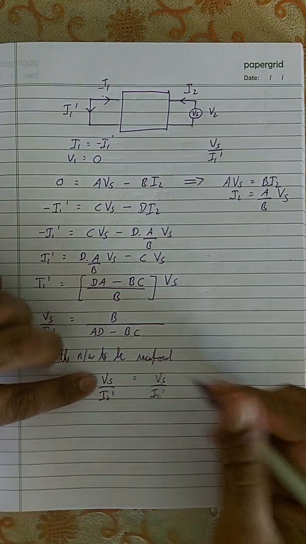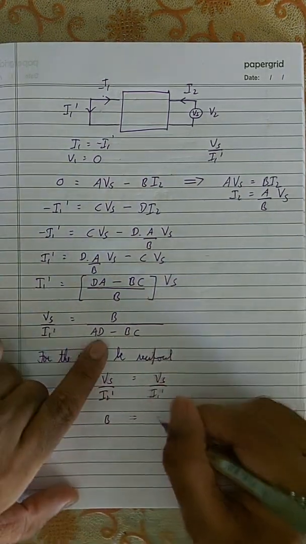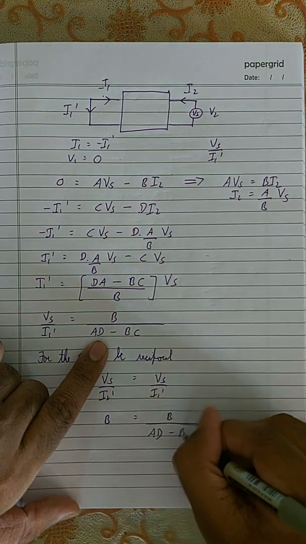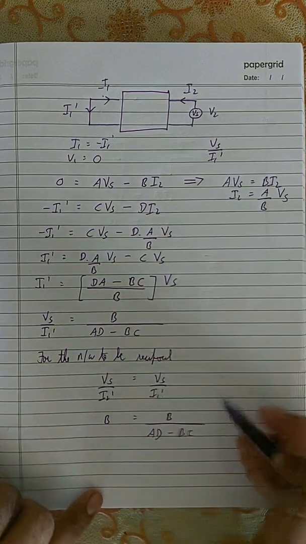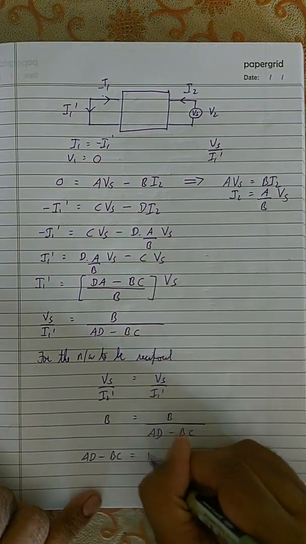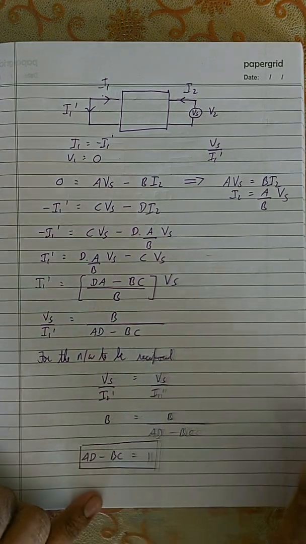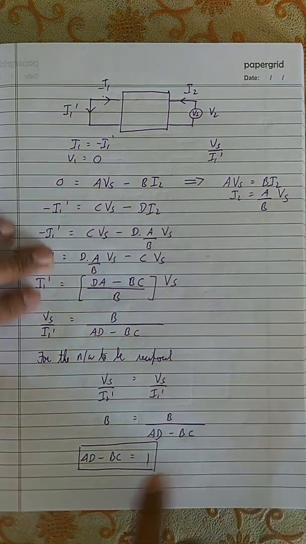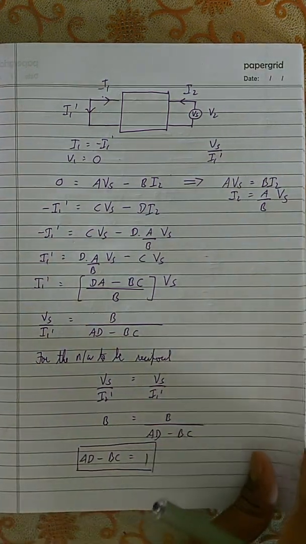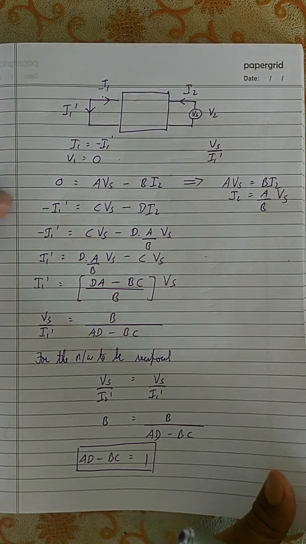So therefore Vs by I2 dash is equal to B, and Vs by I1 dash is equal to B by AD minus BC. Both the B will cancel each other, so you will get AD minus BC is equal to 1. This is the condition of reciprocity, or a network is said to be reciprocal if the equation is satisfied, that is AD minus BC is equal to 1. This is how we express the condition of reciprocity of ABCD parameters.